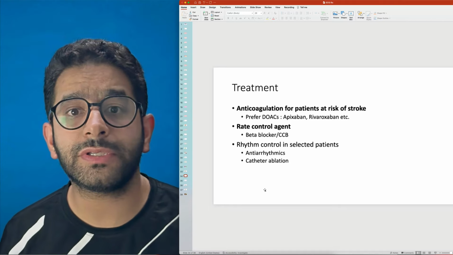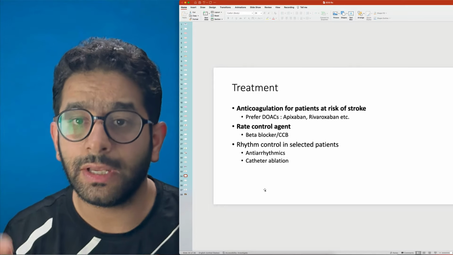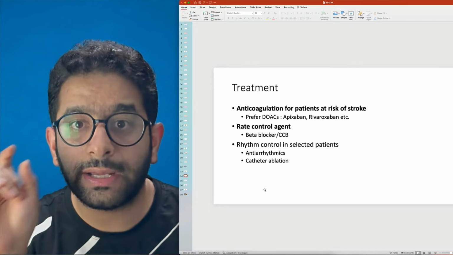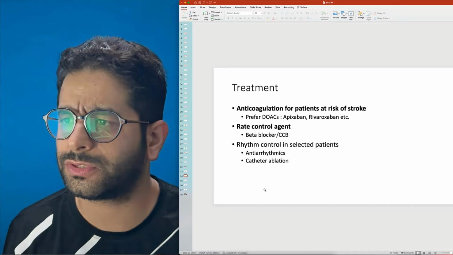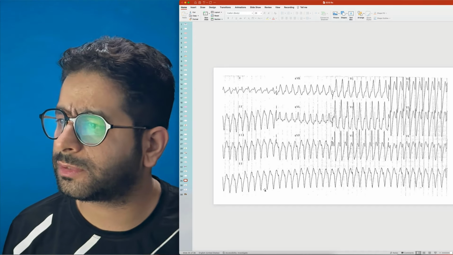The other alternative is you do a transesophageal echocardiography, look for a clot in the left atrial appendage. If it's not there, then they don't need 3 weeks of anticoagulation. You can go ahead with rhythm control.